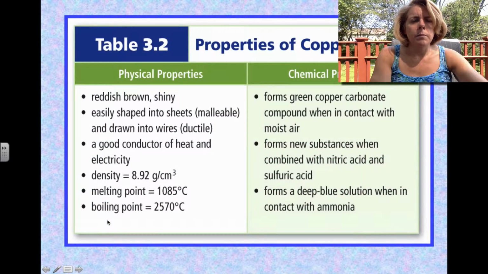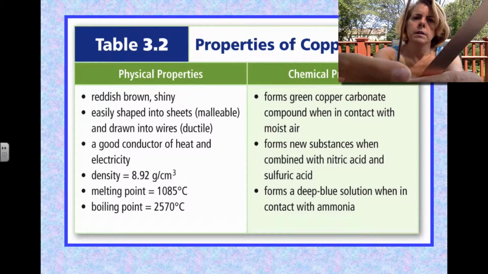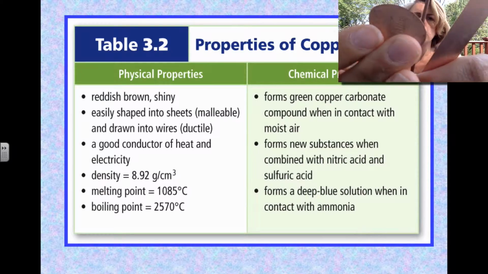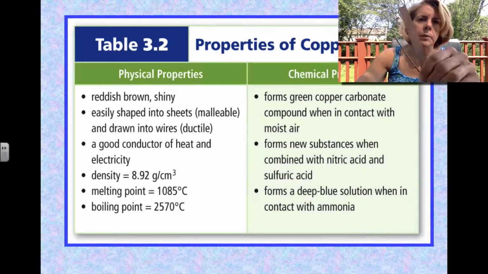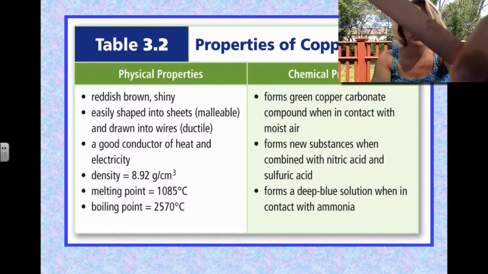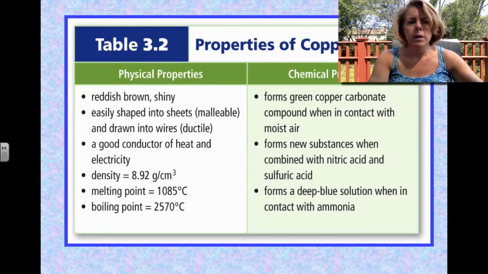Okay, let's just talk about the difference between physical and chemical properties of copper. So I have a couple pieces of copper here. Actually, I have more than a couple. But notice it's reddish brown, it's shiny, it can be shaped into sheets. This is malleable. It can be drawn into wires. This is ductile. It's a good conductor of heat.